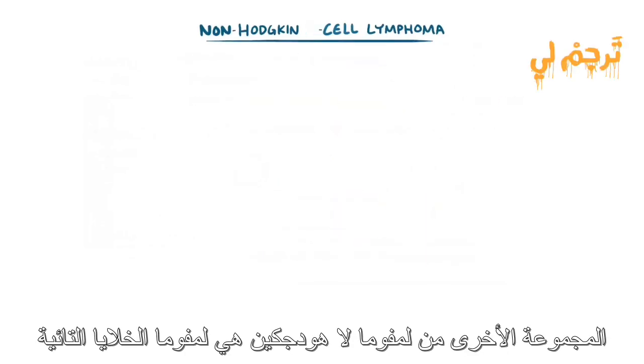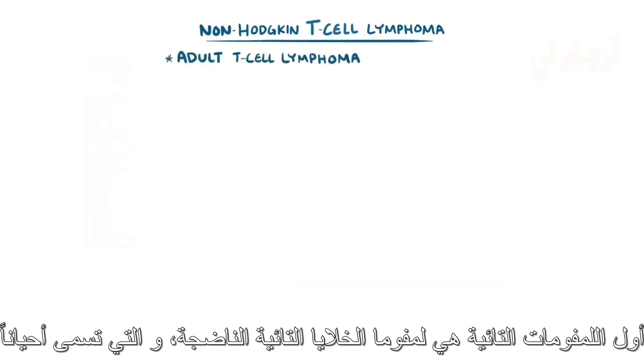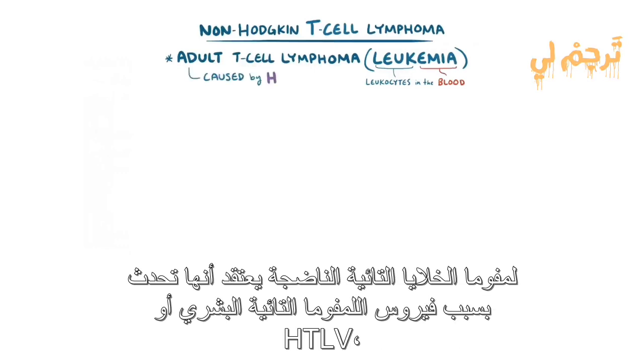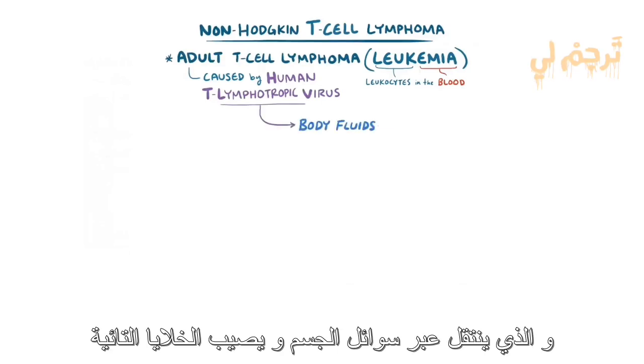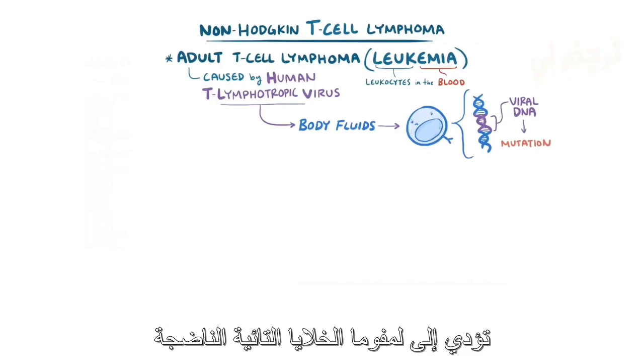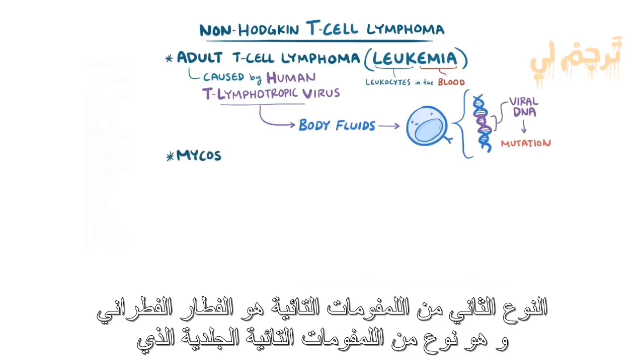The other group of non-Hodgkin lymphomas are the T-cell lymphomas. The first T-cell lymphoma is adult T-cell lymphoma, but it's sometimes referred to as a leukemia because the abnormal white blood cells, also known as leukocytes, often get into the bloodstream. Adult T-cell lymphoma is thought to be caused by the human T lymphotropic virus, or HTLV, which spreads through body fluids and infects T cells. HTLV incorporates its DNA into T-cell DNA and causes a genetic mutation in the process, and that leads to adult T-cell lymphoma.